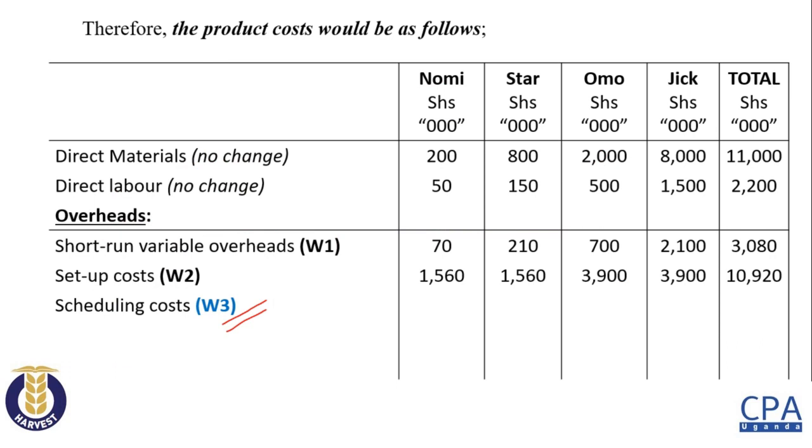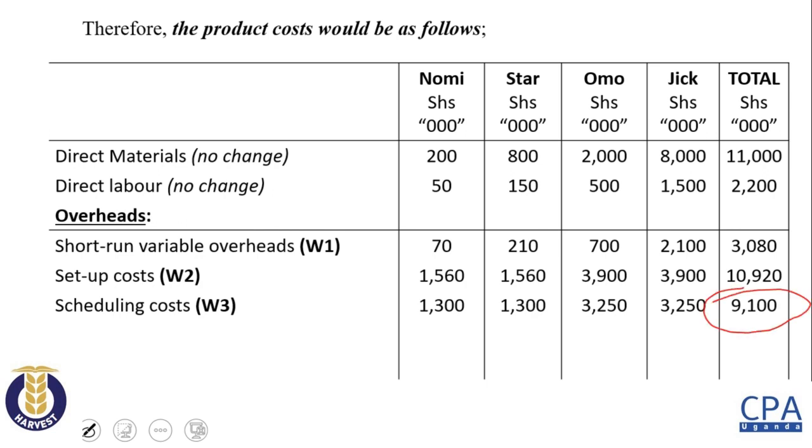So in my working 3, I bring in the scheduling costs here. That is 1.3 for Nomi, 1.3 for Star, 3,250,000 for both Omo and Jig, and indeed we have allocated the total of 9,100,000. If you try to use your calculators and add up and see whether we are accurate there, 9,100,000 has been allocated.